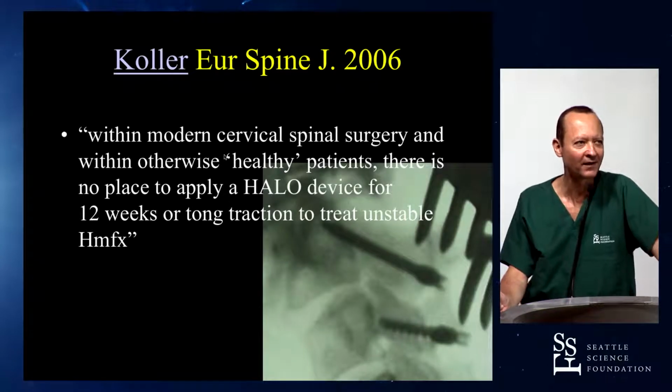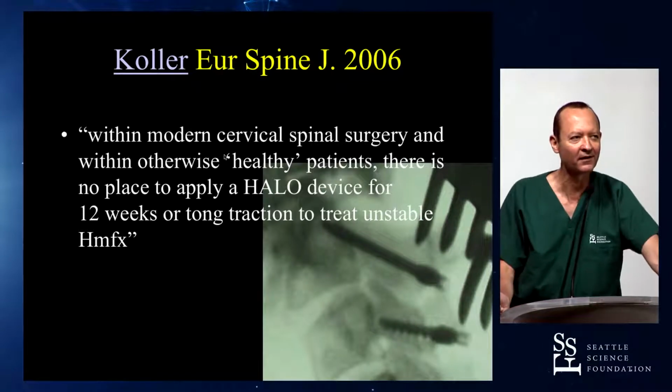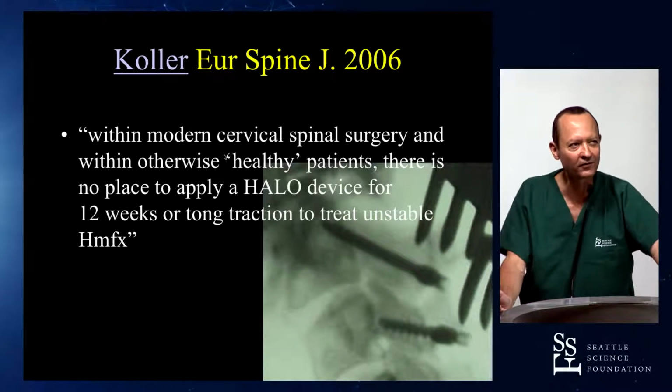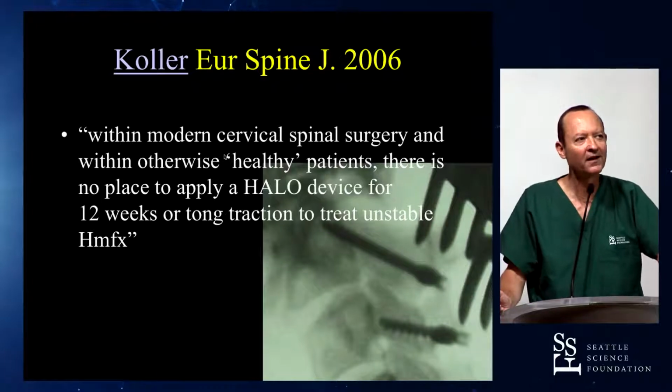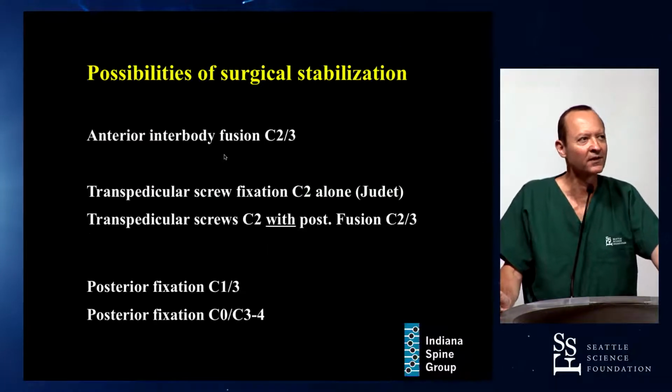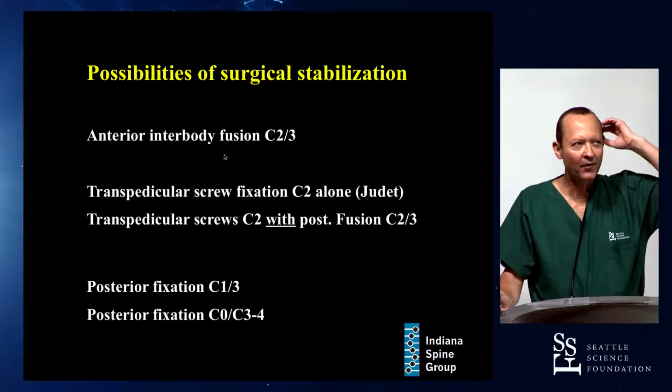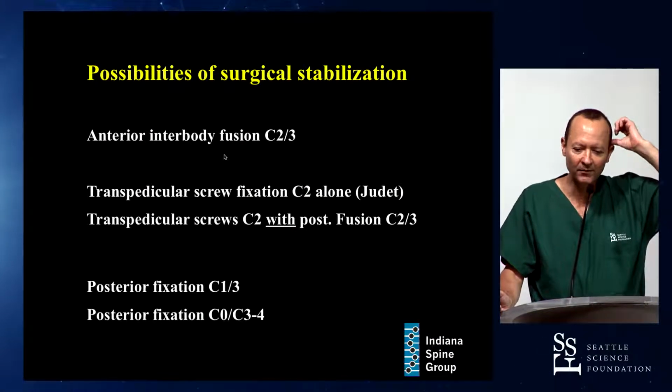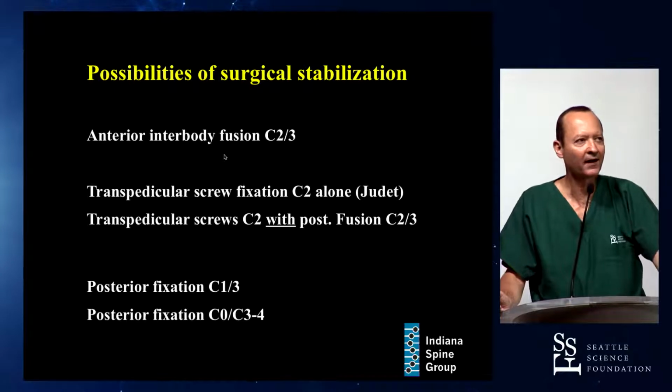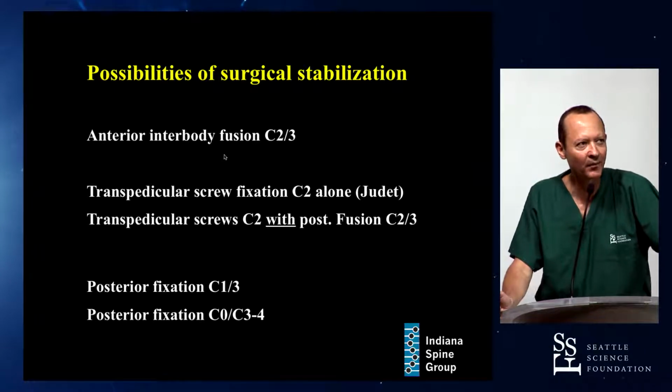And what he recommended is a construct that I showed you yesterday, where a screw is placed across the fracture site at C2 and then connected to a lateral mass screw in C3. So there are a number of surgical treatments, surgical constructs. One is an anterior interbody fusion at C2, C3. We'll talk about that in just a moment.